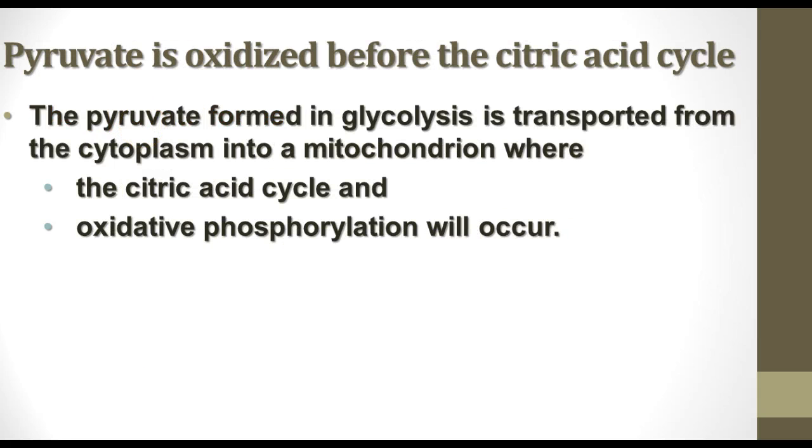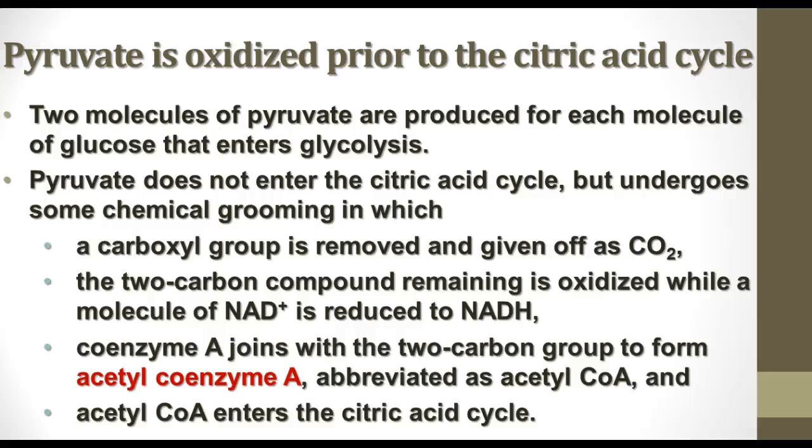Now, when you go to the next part of the cycle, the second part of the cellular respiration process is called the citric acid cycle. But before the pyruvate can enter the citric acid cycle, it has to be changed a little bit. The pyruvate is going to be transported by active transport into the mitochondrion, where the other two parts of this process occur when oxygen is present. Remember that 2 molecules of pyruvate are produced for every molecule of glucose that enters the process.